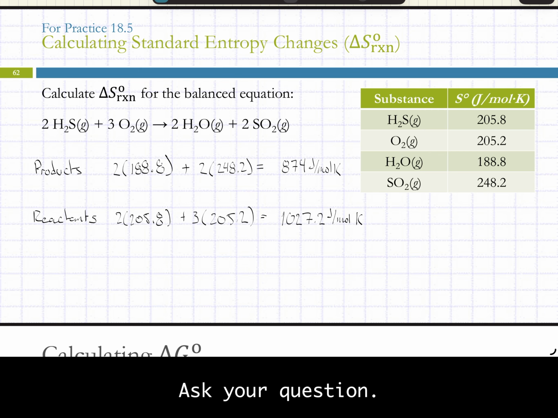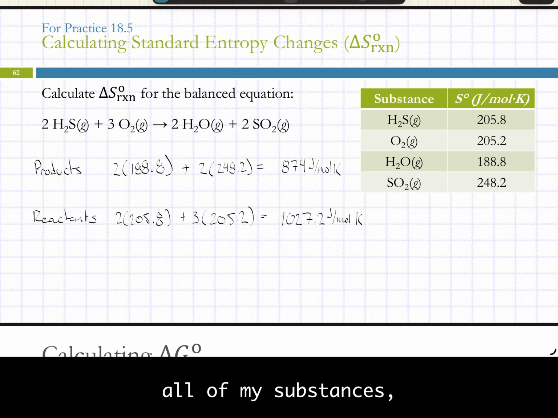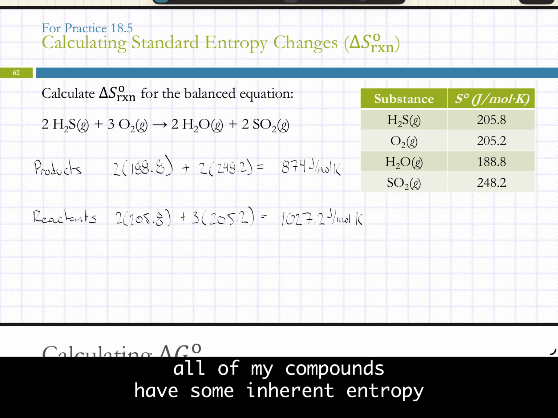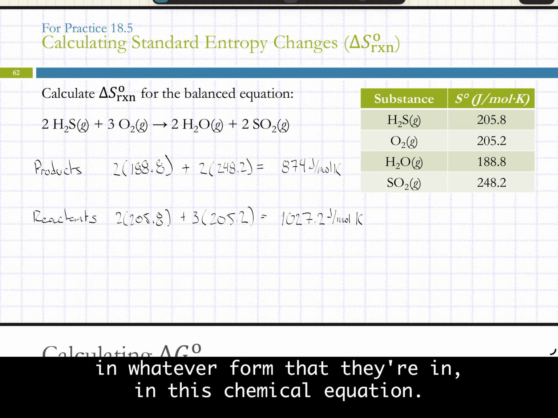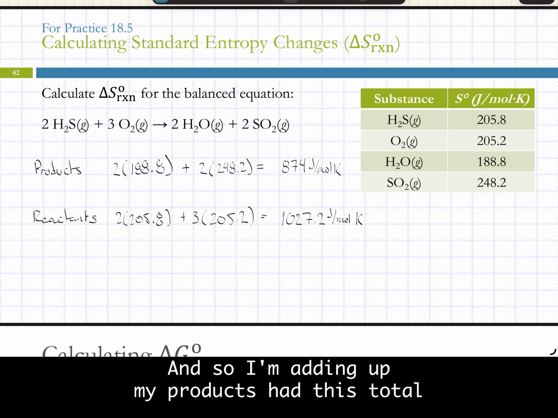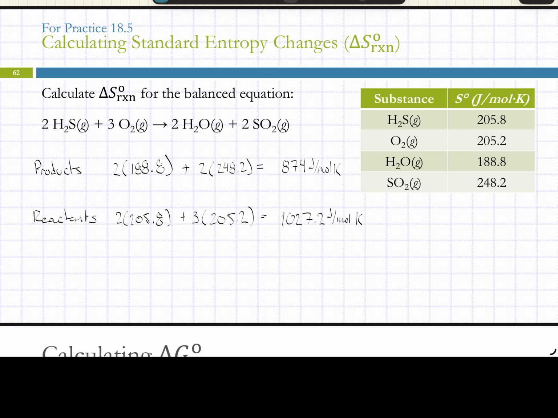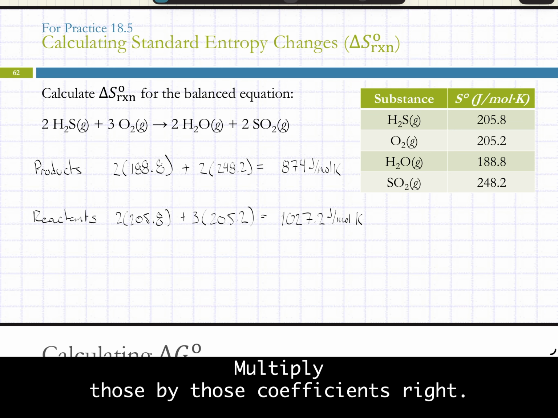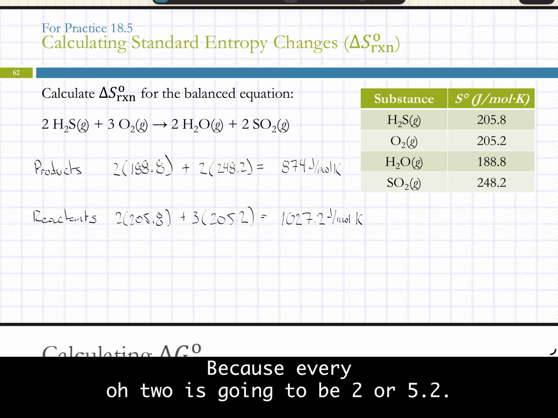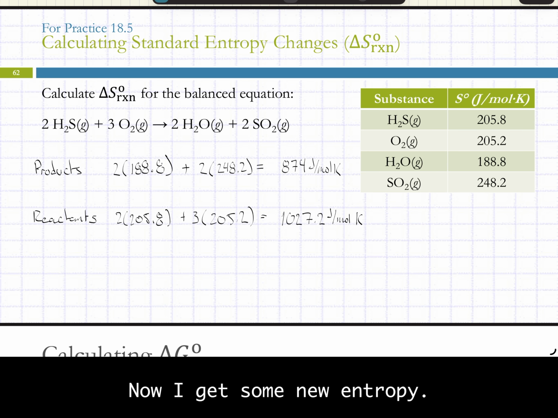Ask you that question. Right, so the first part of this equation is really just to say all of my substances, all of my compounds have some inherent entropy in whatever form that they're in this chemical equation, and we've got those standard values. And so I'm adding up, my products have this total entropy of 874 joules per mole Kelvin. My reactants also had some standard entropy each. Multiply those by those coefficients, right? Because every O2 is going to be 205.2. So if I've got 3 O2s, then 3 times that. Add all of those up, now I get some new entropy.